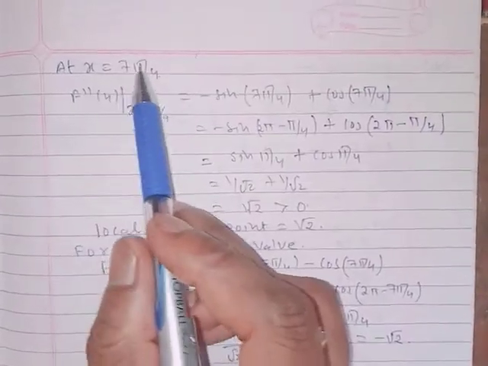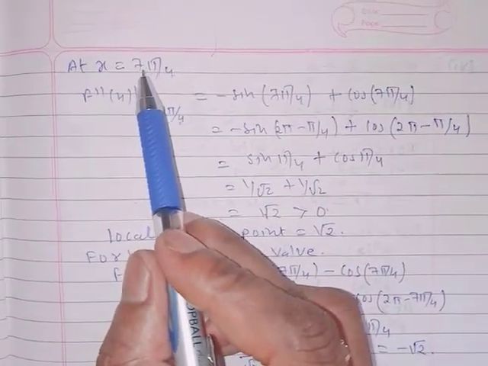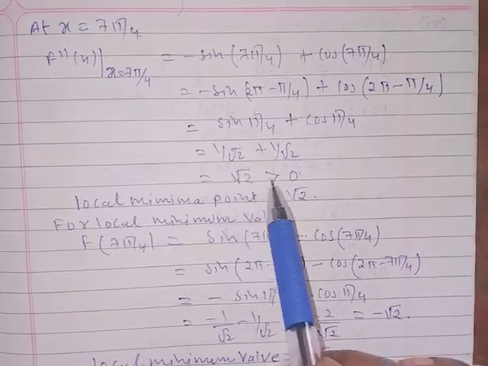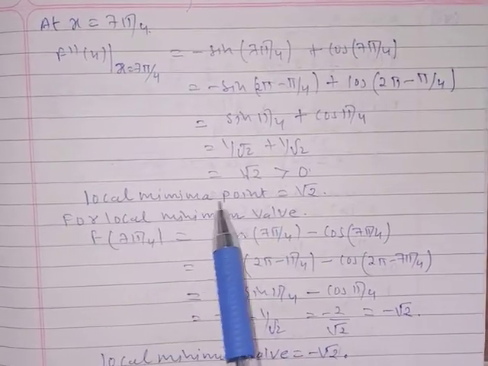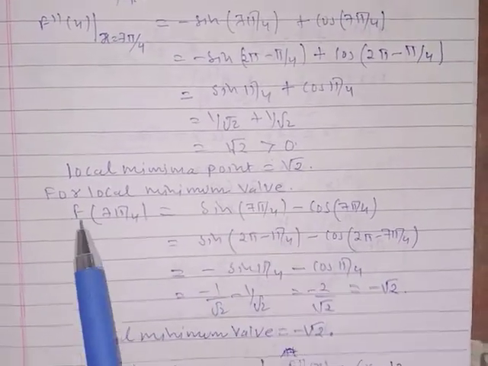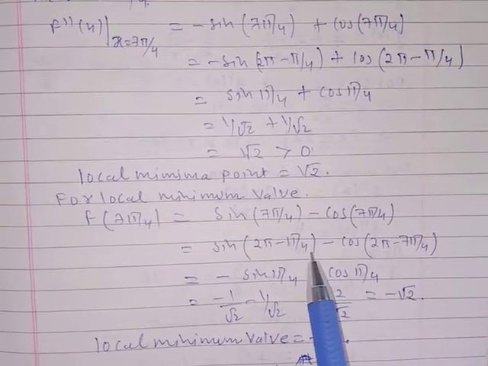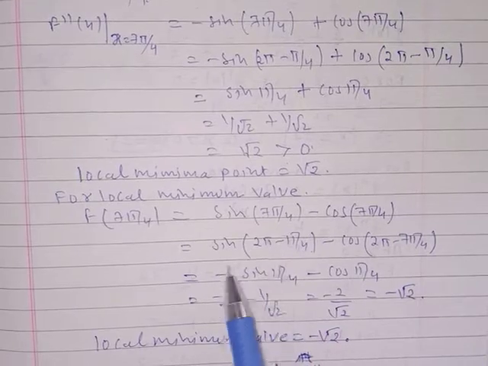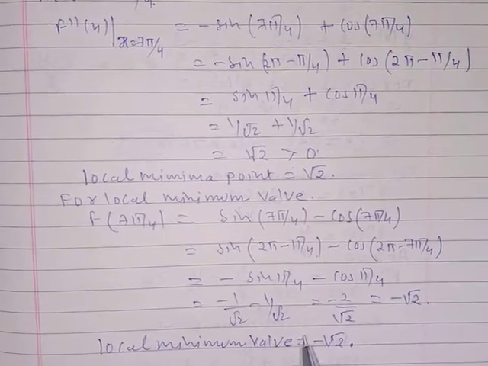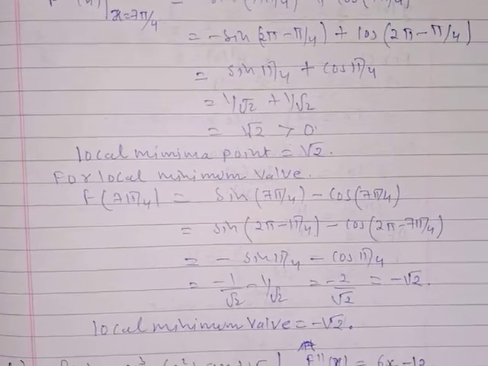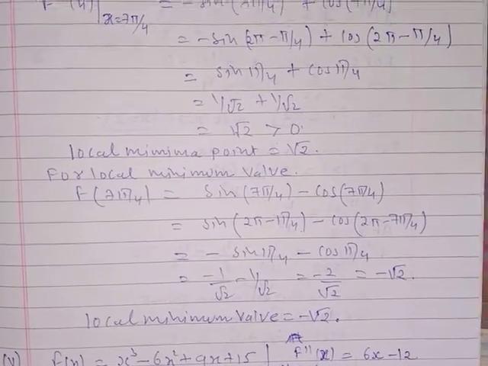At x is equal to 7π/4, if you substitute, you will get root 2, which is greater than 0. So this is a local minimum point. To find the minimum value, how will we get it? 7π/4 is 2π minus π/4. Sine is negative here.